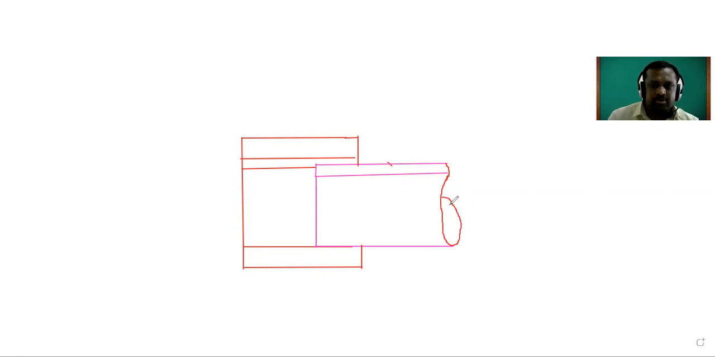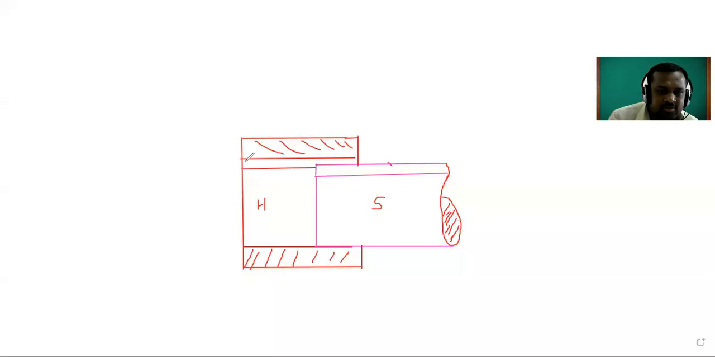Suppose this is the shaft. Okay, so this is the shaft and this is the hole. Now tell me the tolerance zone for the shaft and hole.